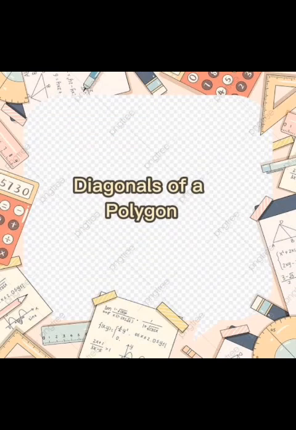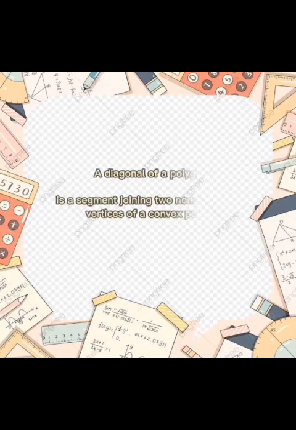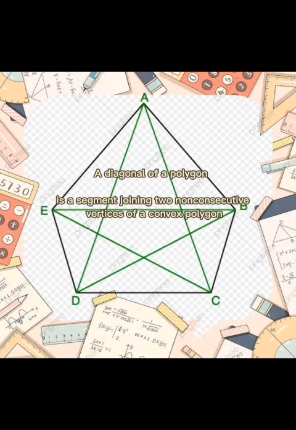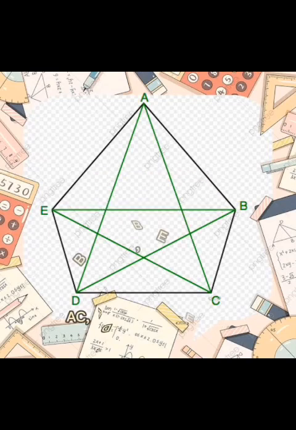Diagonals of a polygon. A diagonal of a polygon is a segment joining two non-consecutive vertices of a convex polygon. In this figure, we have 5 diagonals, which are diagonals AC, AD, DB, EB, and EC.